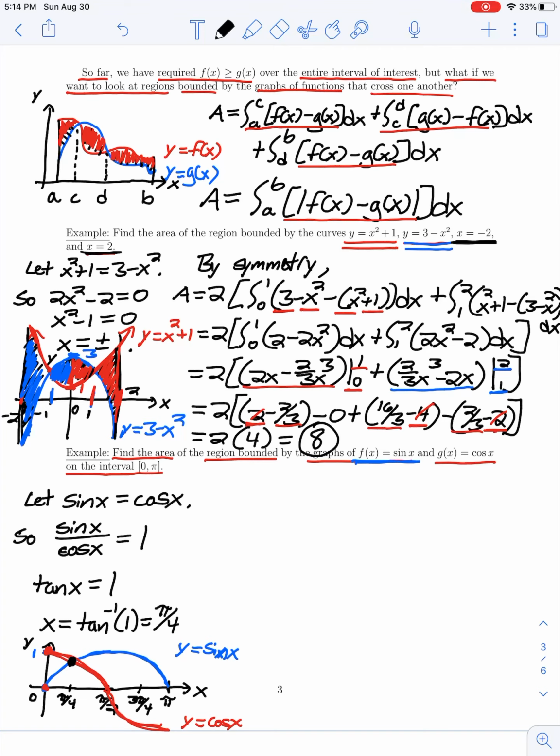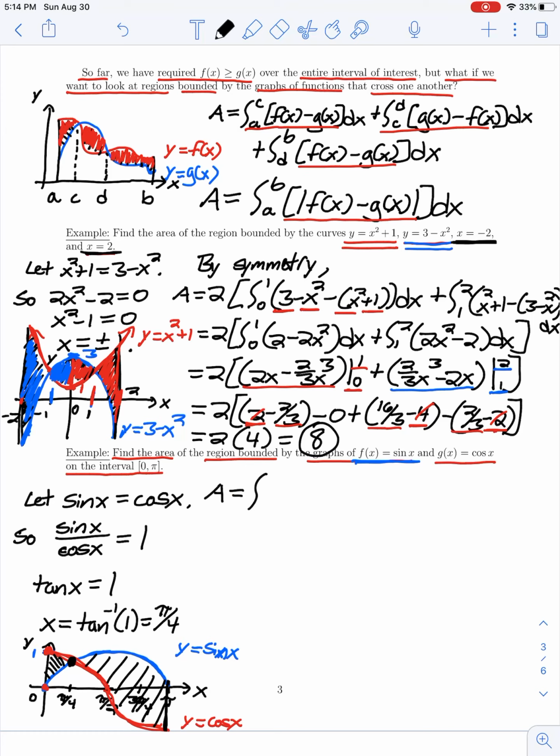So the region that we're interested in is the region between those two curves from x equals 0 up to x equals pi. So the region shown here. And because these curves cross one another on that interval, we're going to have to split up this integral into two pieces, depending on which curve is the upper curve.